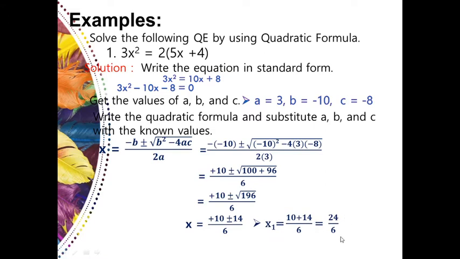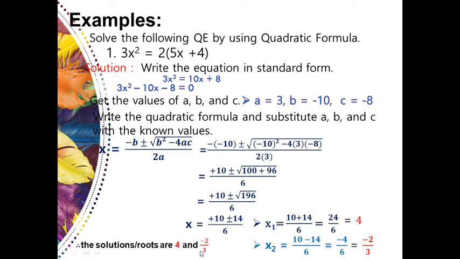So that is 24 over 6. So therefore, we have 4. Next, for x of 2, we have 10 minus 14 over 6. So that is negative 4 over 6. Since negative 4 over 6 can be reduced into simplest form, therefore, we have negative 2/3. Okay? So the roots are 4 and negative 2/3.